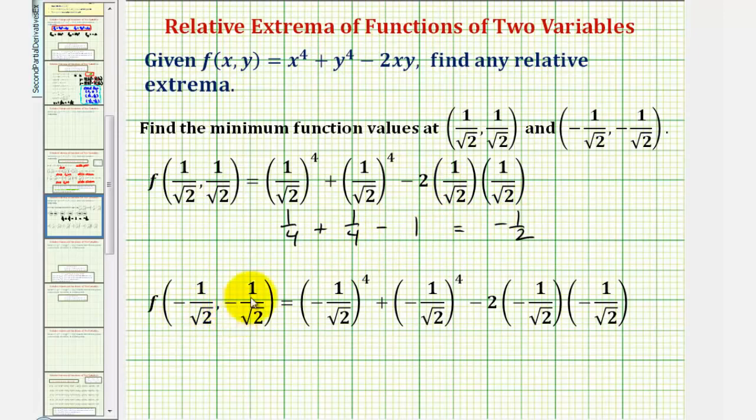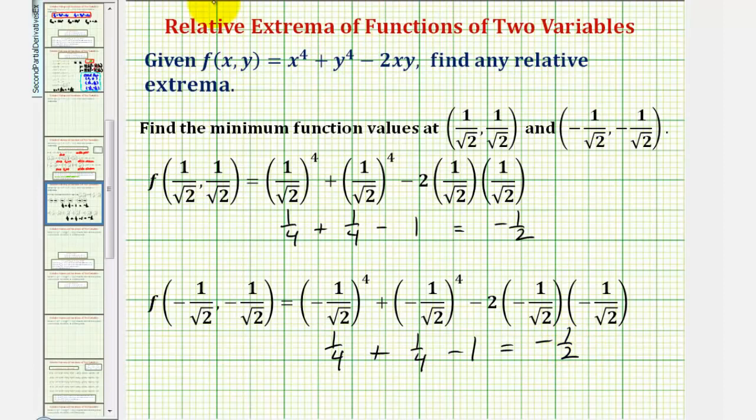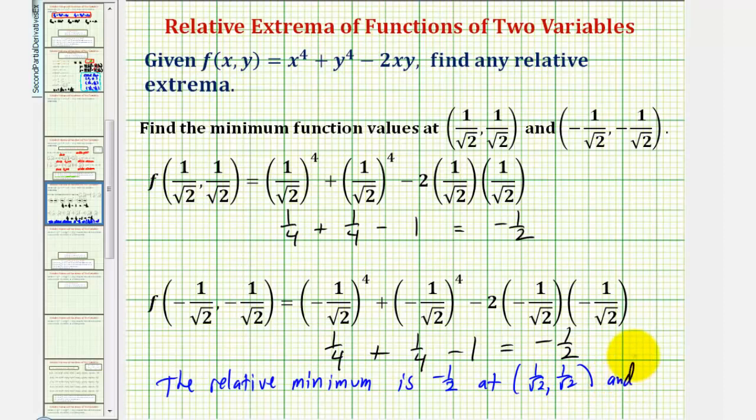And now for the second function value, again, the only difference is the sign, but because the exponent is even, this is still going to be 1/4 plus 1/4, and then minus 1. So the result is the same, negative 1/2. And since the question asks us to find any relative extrema, we can say the relative minimum is negative 1/2 at 1 divided by square root 2, comma 1 divided by square root 2, and negative 1 divided by square root 2, negative 1 divided by square root 2.